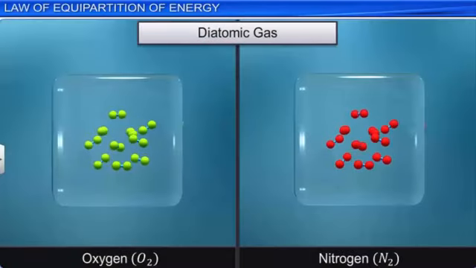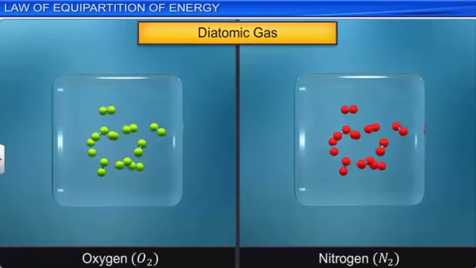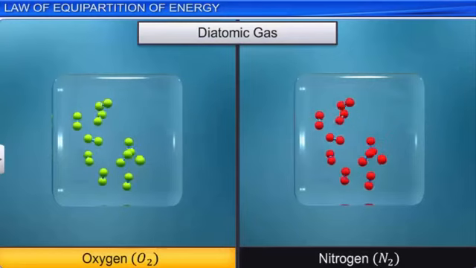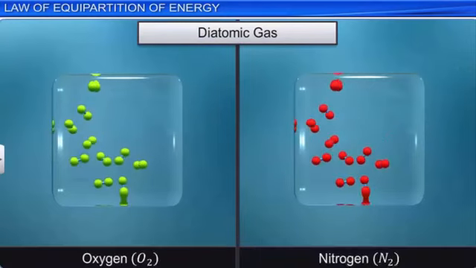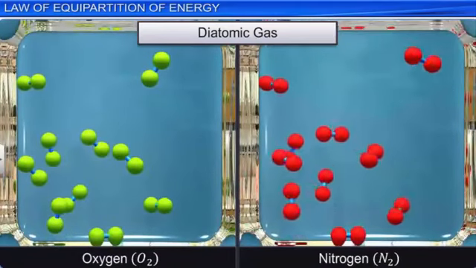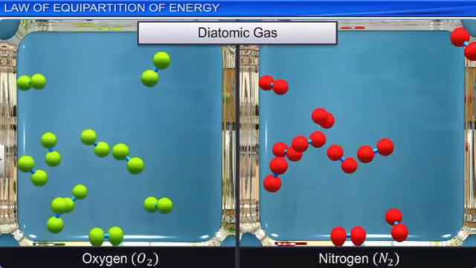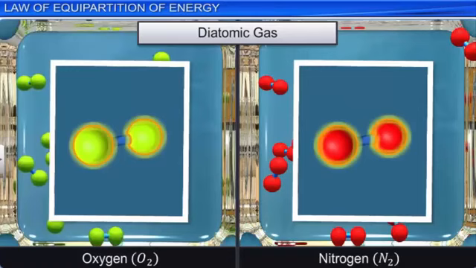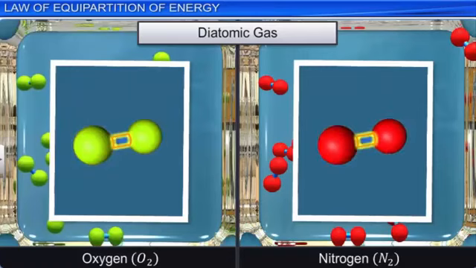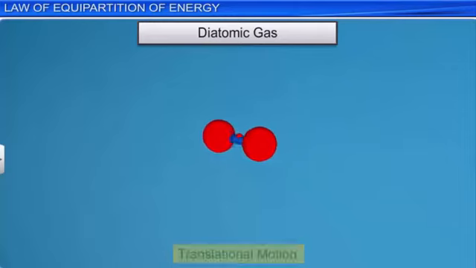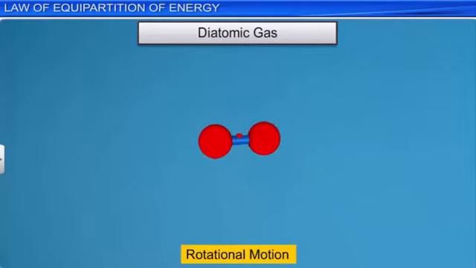Now, if we consider a diatomic gas, such as O2, N2, then the 2 atoms of the molecules of these gases are assumed to be in the shape of dumbbells. That is, the 2 atoms are connected with some separation. Now, apart from translational motion, the diatomic molecule can rotate about its center of mass.